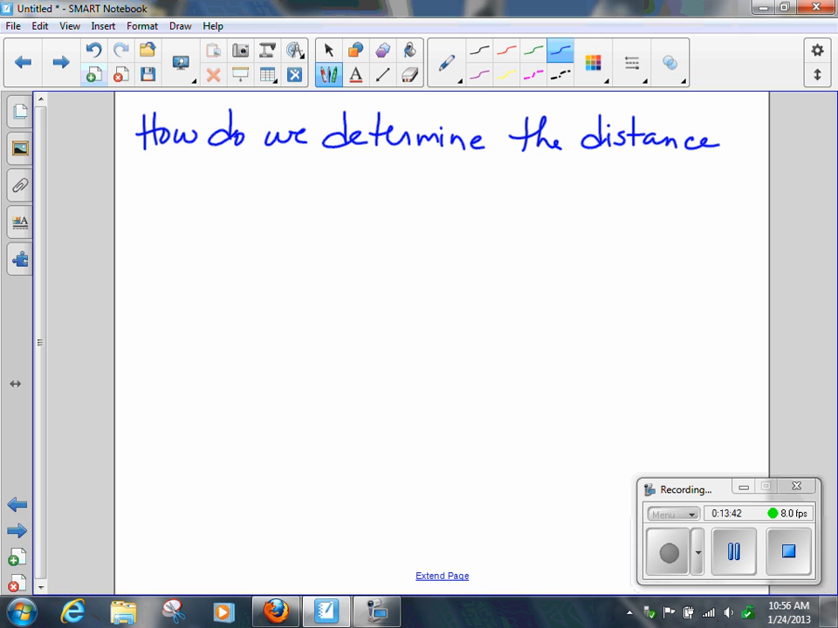How do we determine the distance of one complete revolution? How do we determine this? Folks, in geometry, what do we always tell you your calculator had to be in? Degree mode, right?